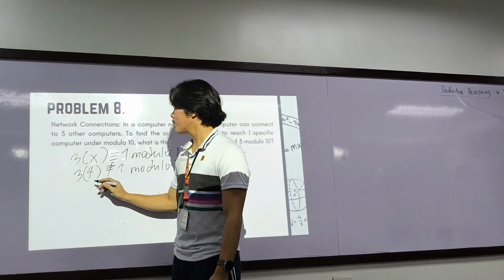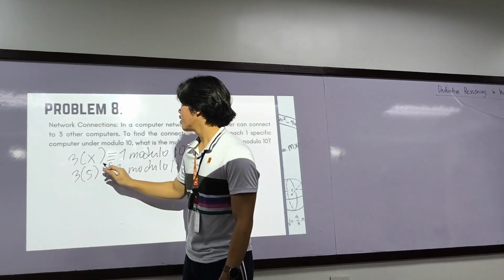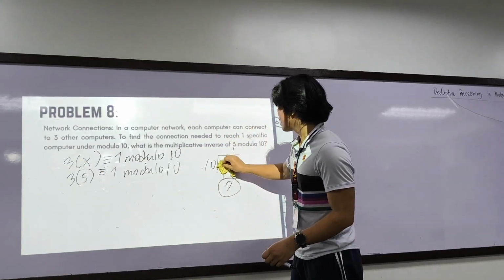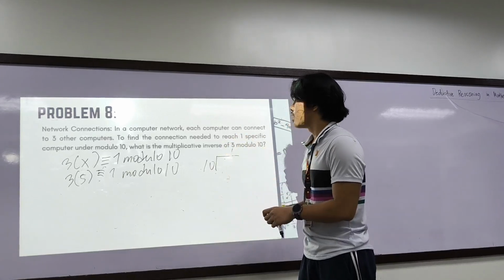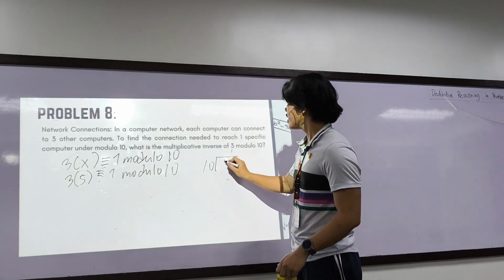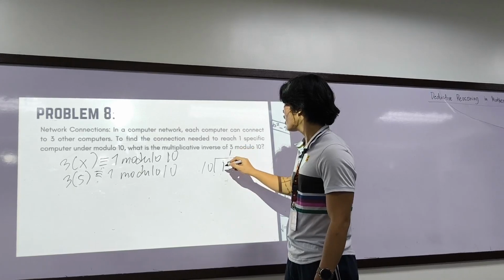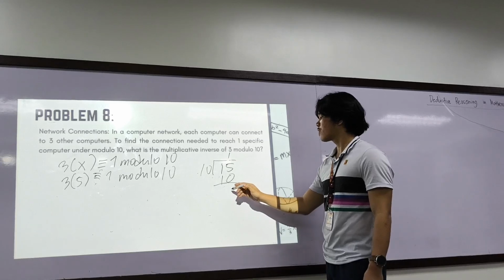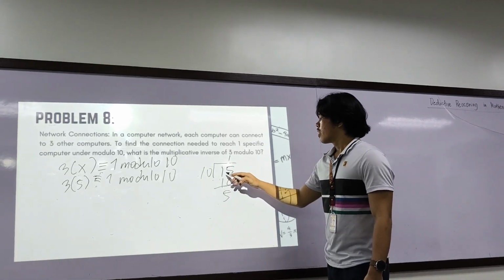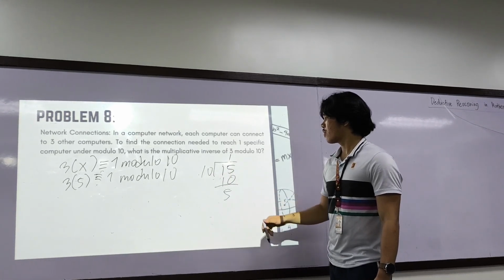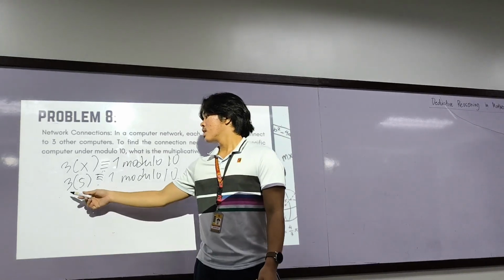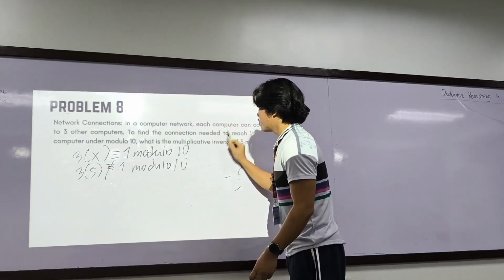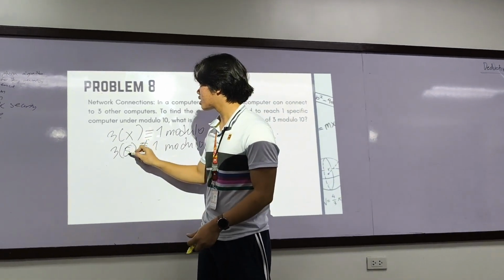So the next number we will multiply is number 5. 3 times 5 is equal to 15. When 15 is divided by 10, we have 1, and 1 times 10 is 10, and when subtracted, we have the remainder 5. So we conclude that 3 times 5 is not congruent to 1 modulo 10. So we should proceed to another number, which is number 6.